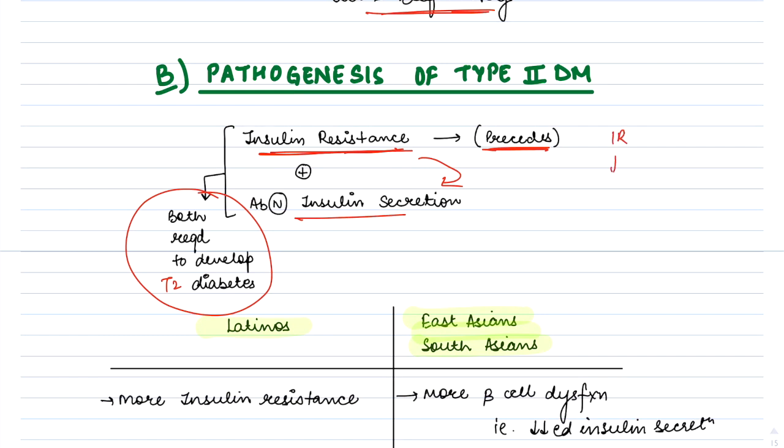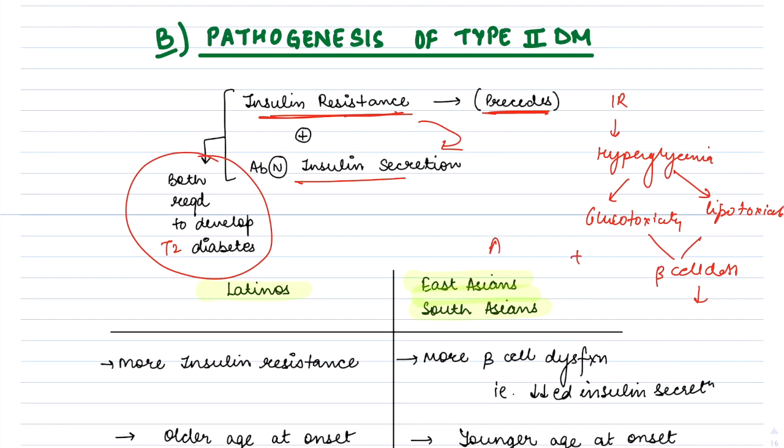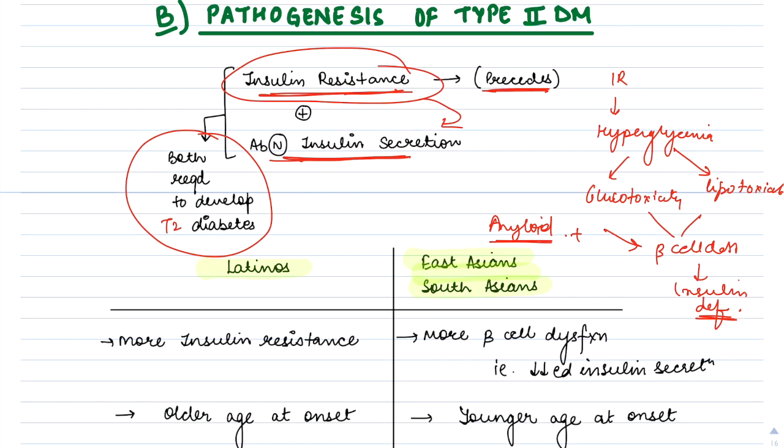There is usually insulin resistance leading to hyperglycemia, leading to glucotoxicity and increased lipid production, also lipotoxicity of the pancreatic beta cells, and this leads to further beta cell destruction. There is also amyloid deposition in the beta cells that further leads to destruction of the beta cells and thus insulin deficiency. So type 2 diabetes starts with just insulin resistance, and later on develops abnormal insulin secretion as well, leading to insulin deficiency.